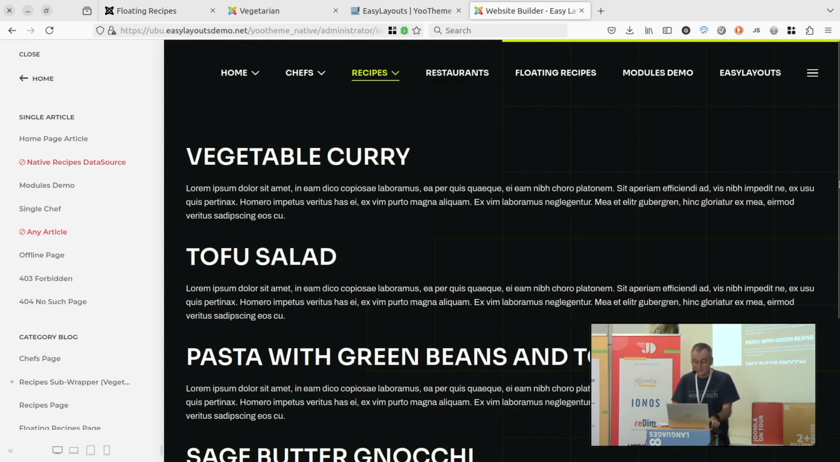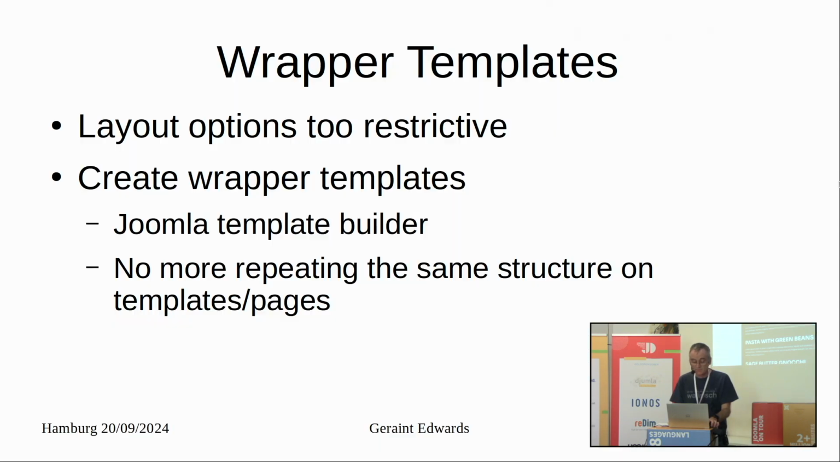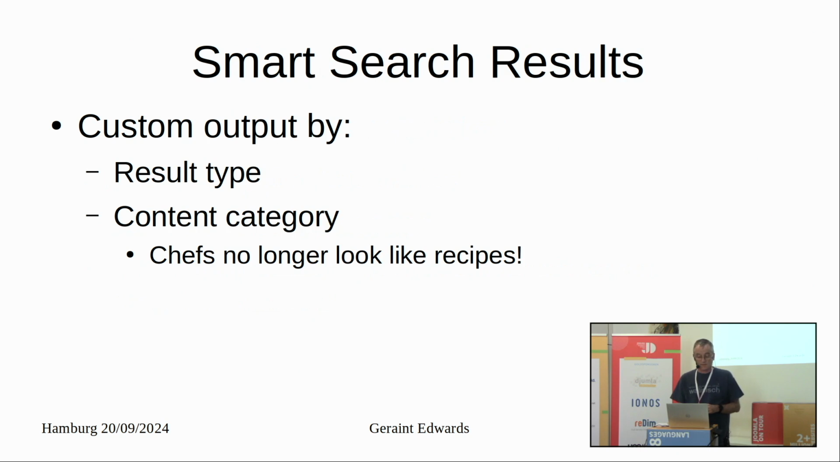So let's go back to the presentation. Is that the one? Yes, here we go. Smart search results. It'd be nice, wouldn't it, to be able to have your recipes and your chefs and your restaurants look different in the smart search results. Well, you can.